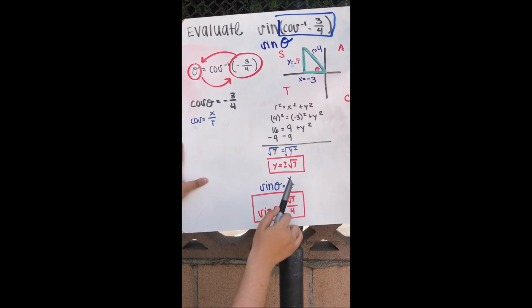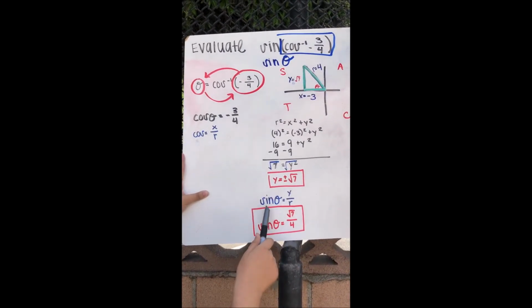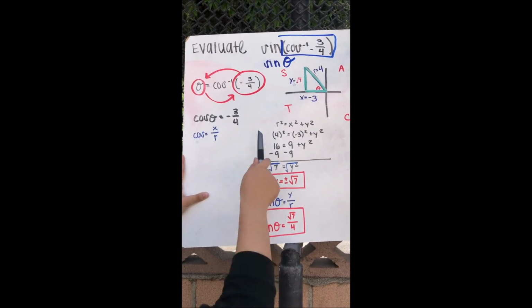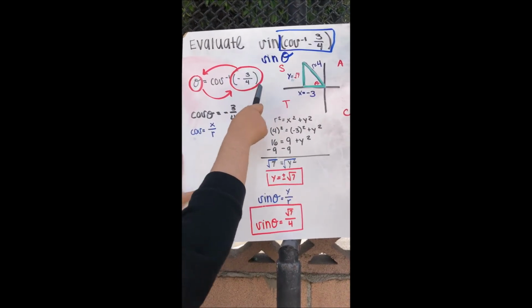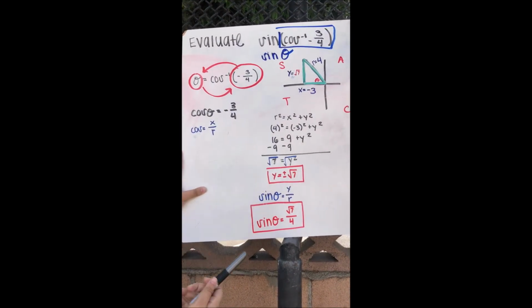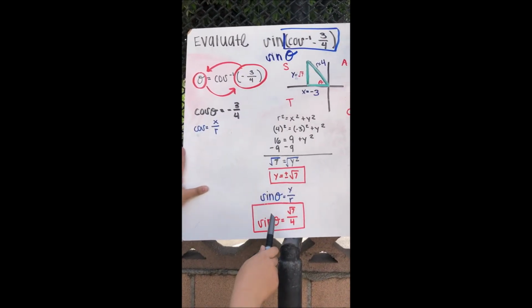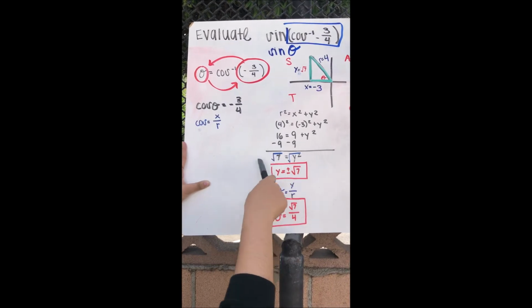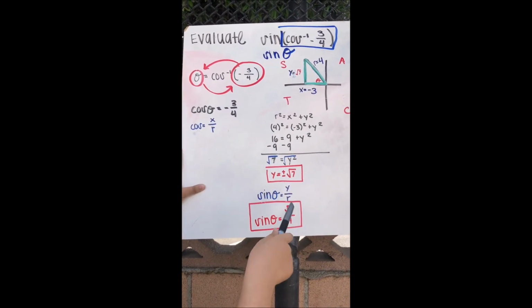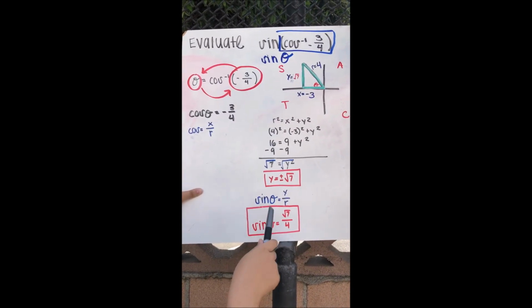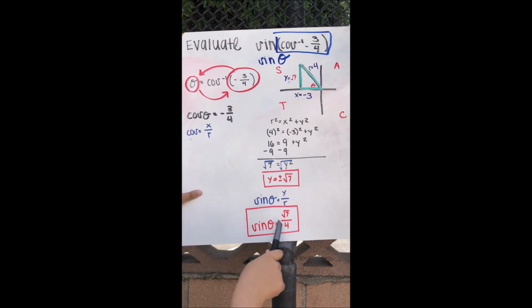So then we had to go back to sine, because the original question is to solve for sine, which is sine equals y over r. And then by doing all of the Pythagorean theorem, we have found out what y equals. So then sine equals radical 7 over 4.